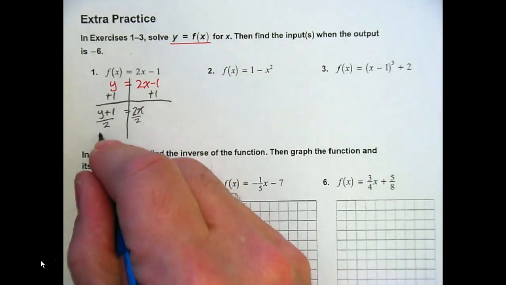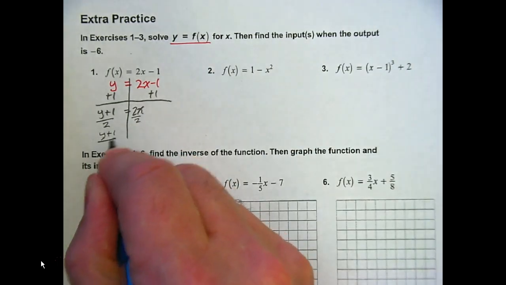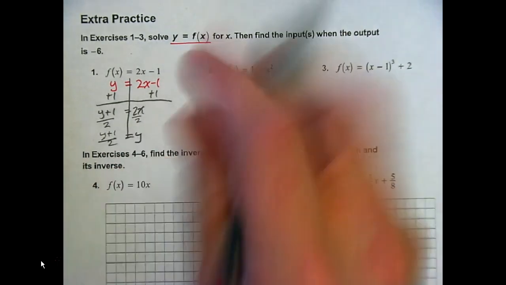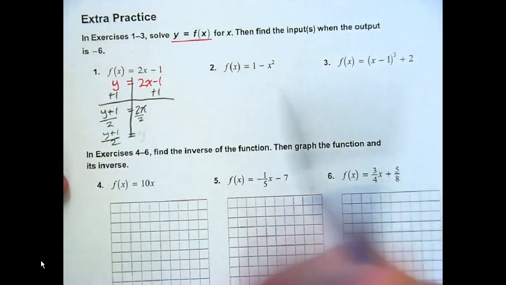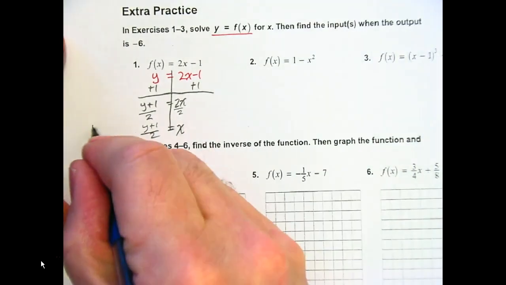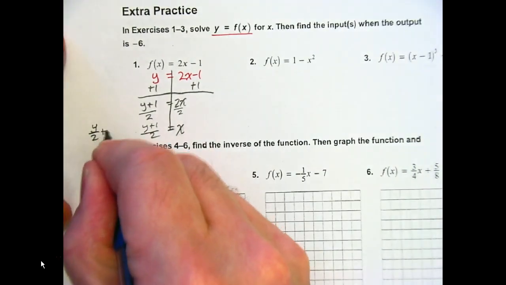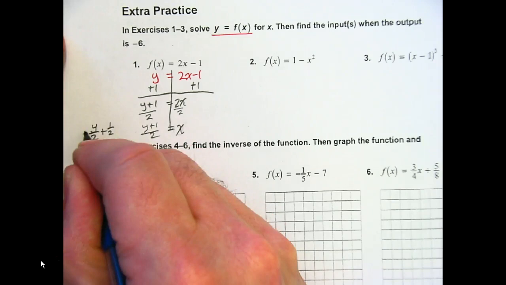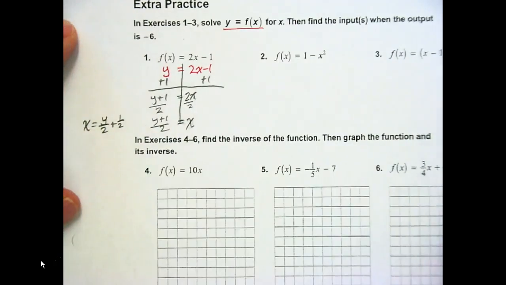Now you could leave it as y plus 1 over 2 equals x. Oops, not equals y, equals x. Or you could change it if you want. You could call that y over 2 plus 1/2 equals x. Either one would be fine.